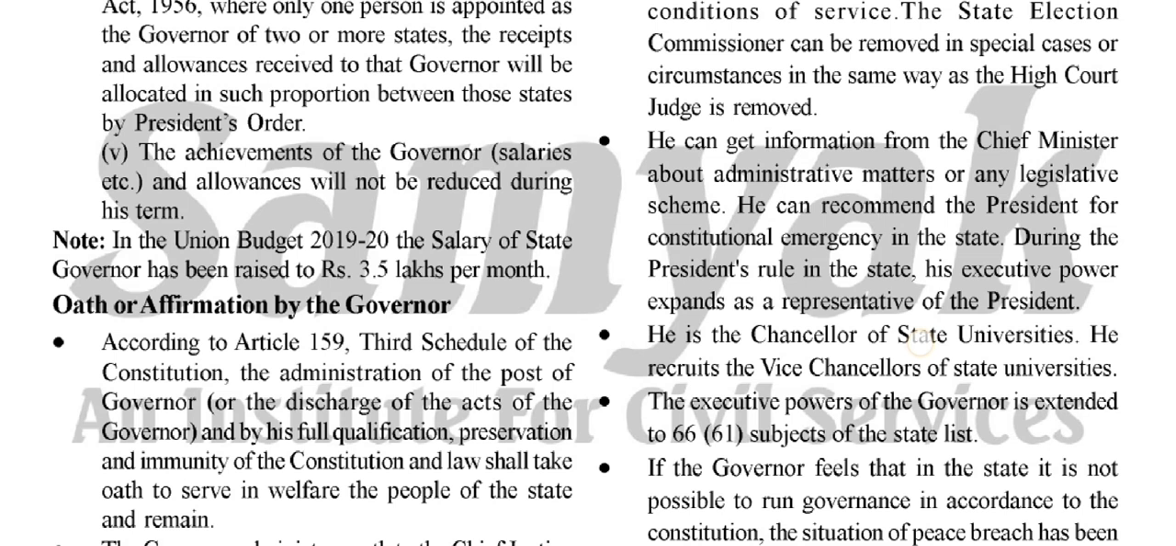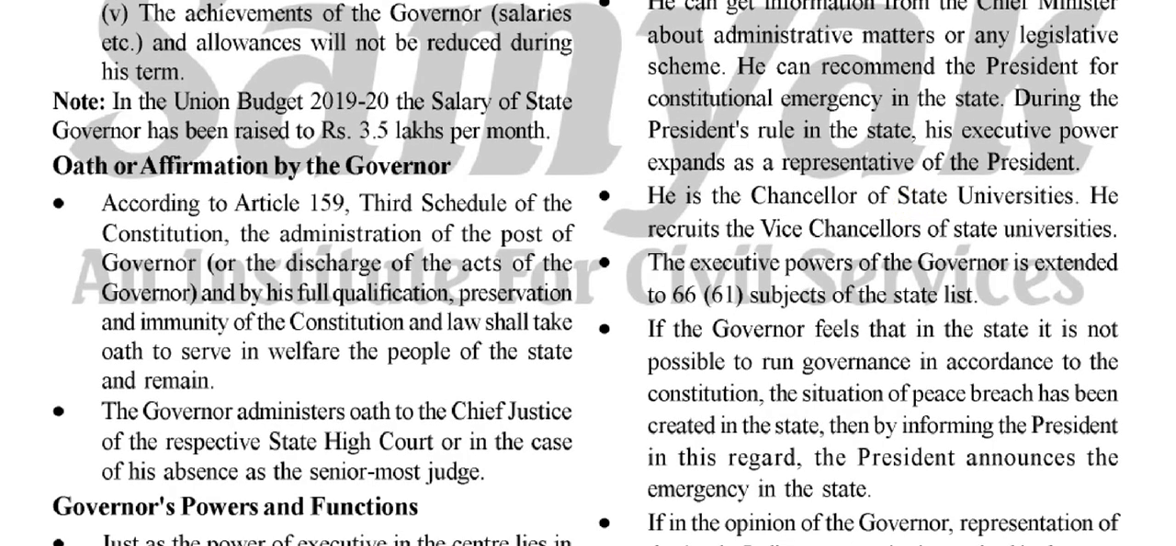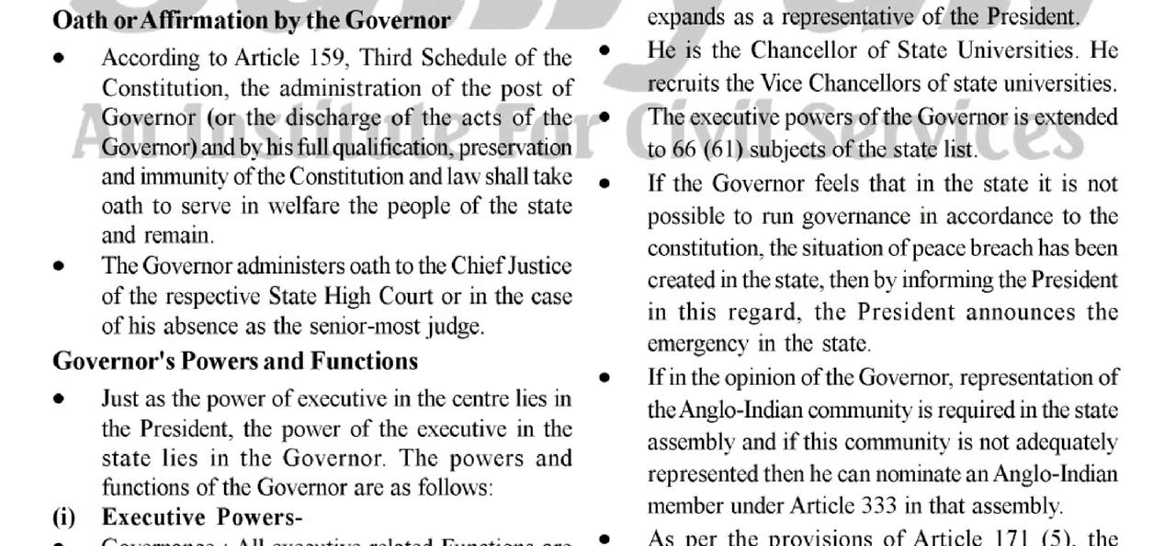His executive power expands as the representative of the president. He is the chancellor of the state universities. He appoints the vice chancellor of the state universities. The executive powers of the governor are extended to 61 subjects of the state list.